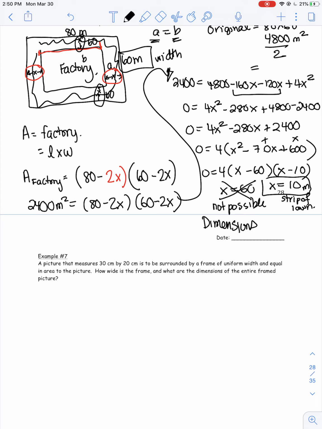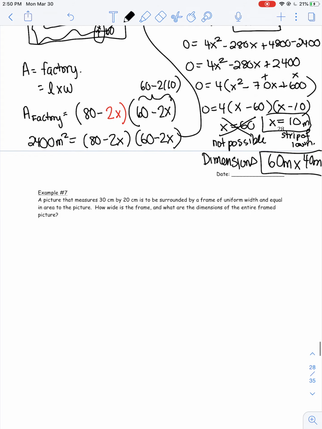So this is the strip of lawn, and the dimensions would be going 80 minus 2 times 10, which would be 80 minus 20. So one dimension is 60, and then the other one is 60 take away 2 times 10, which is also 20, taking off of 60, 40 meters. So this is my answer for the dimensions. I can have a factory that is 60 by 40 for this all to work.